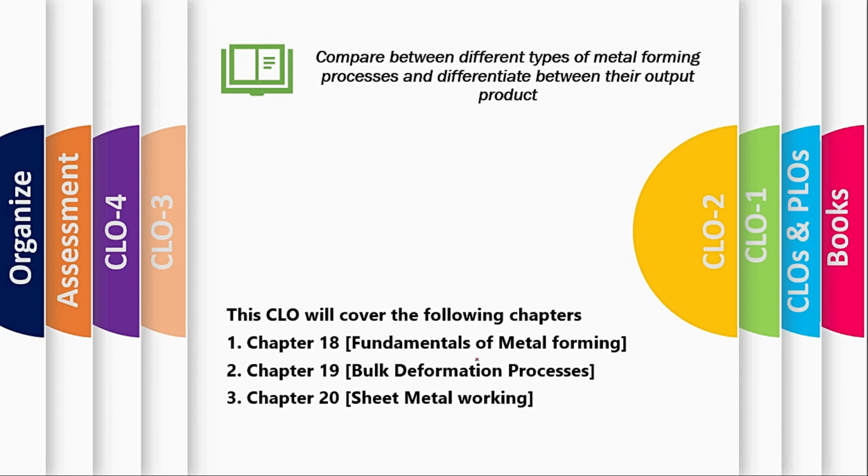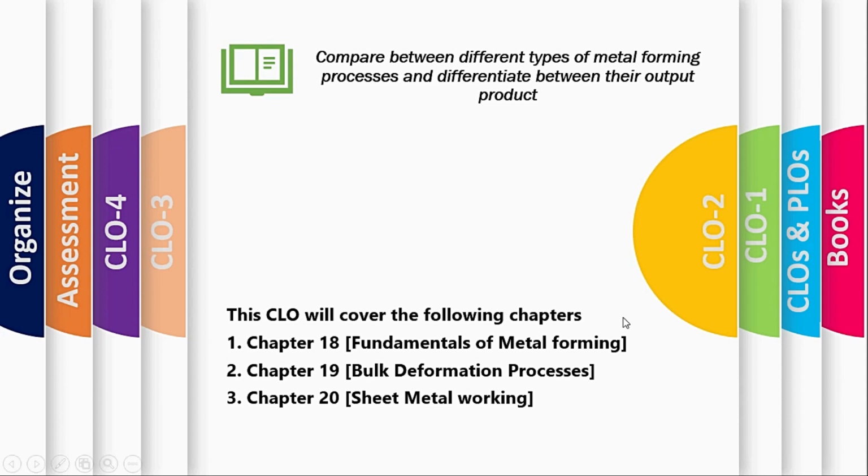Chapter 18 is Fundamentals of Metal Forming. Chapter 19 is Bulk Deformation Processes, a very large, lengthy chapter, and Chapter 20 is Sheet Metalworking. So metal forming is the main process, and bulk deformation and sheet metalworking are its subtypes. So this makes up our CLO number 2.